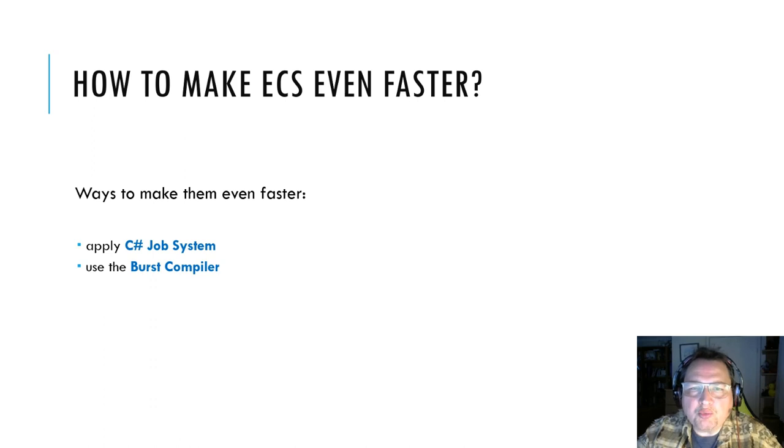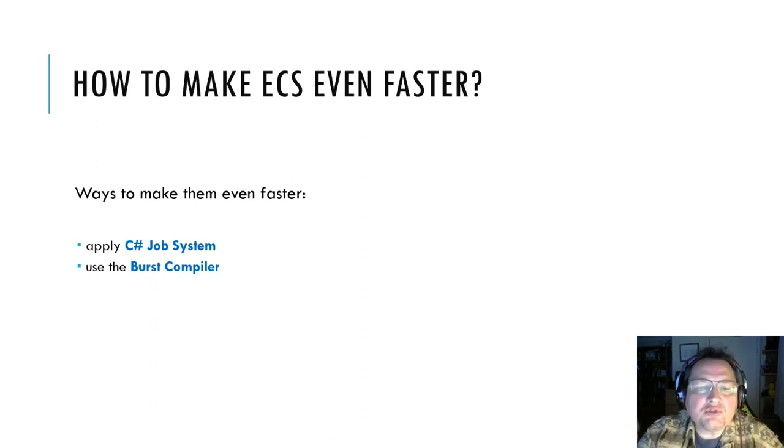So what could make ECS even faster? There is a way to do it. It's called C# job system. It's a special set of additional classes and tools or APIs that make the organization of the entity query we saw in the previous slide even faster, even more optimized through the proper use of multi-core architecture of modern processors.